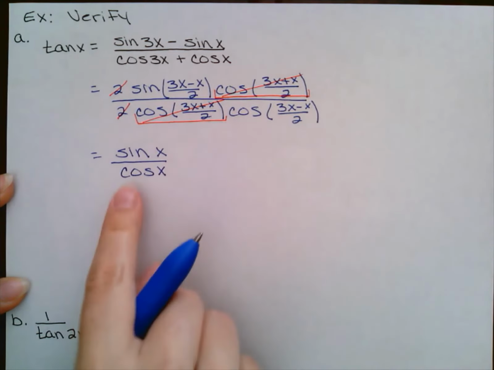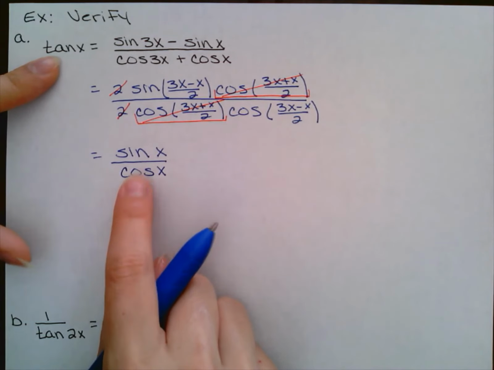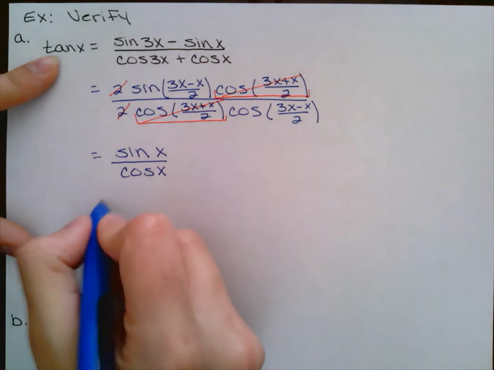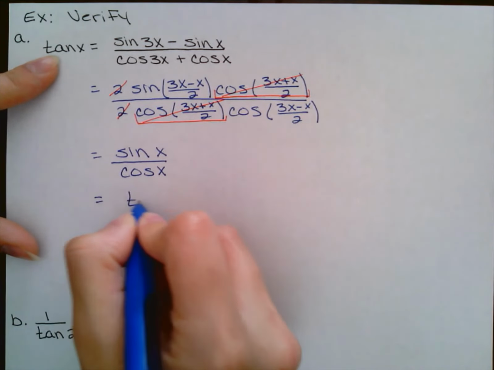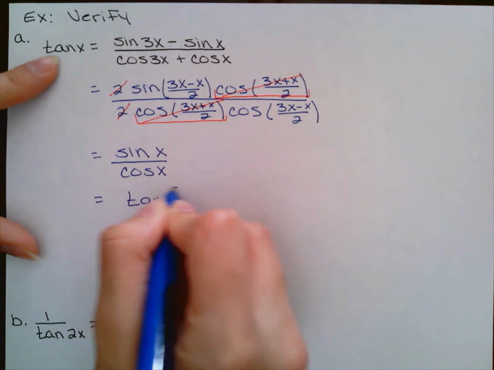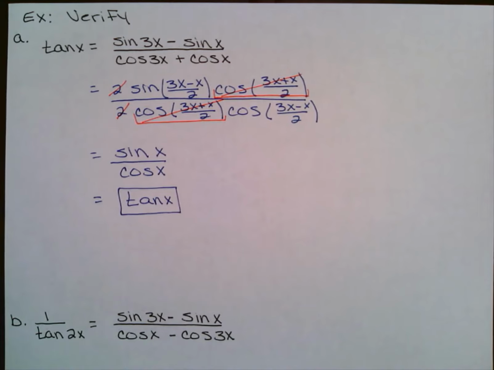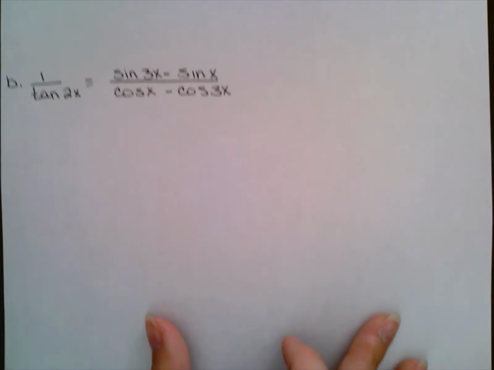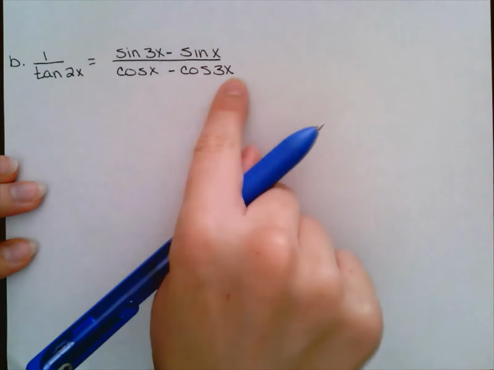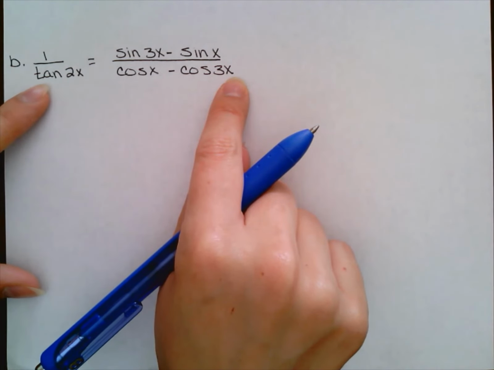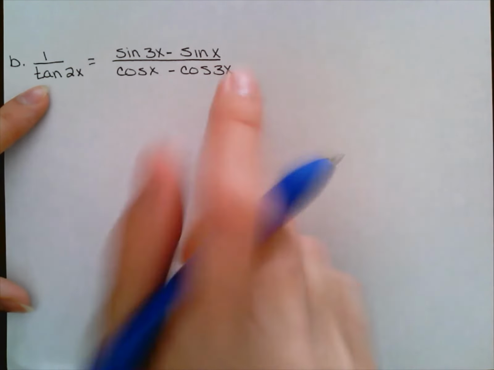Okay? And now, remember, my goal is to get a tangent of x, and sine of x over cosine of x equals tangent of x. I did it. All right? Let's look at one more that looks just like this one. All right? I want this complicated side to end up saying 1 over tangent of 2x.